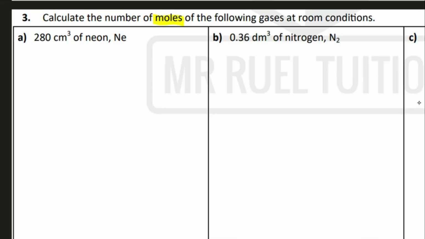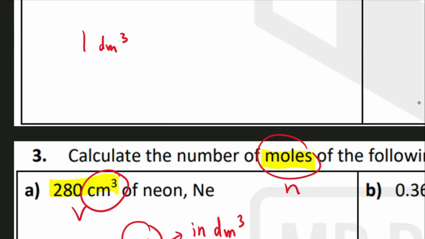Calculate the number of moles of the following gases at room conditions. Now we are given the volume. This is 280 centimeter cube, the volume of the gas, and we are required to find the number of moles. Once again, they are related by the same formula. Moles is volume over molar volume. Now when we substitute volume into the formula, we must remember that volume must be in decimeter cube. It cannot be in centimeter cube. So what is the conversion from centimeter cube to decimeter cube? 1 decimeter cube is equals to 1000 centimeter cube.